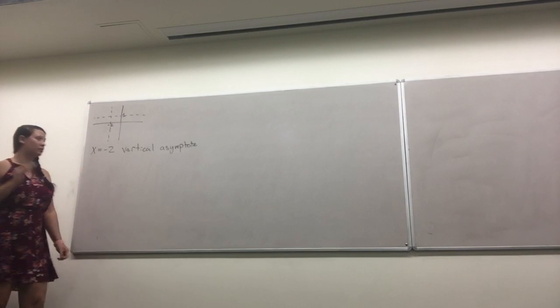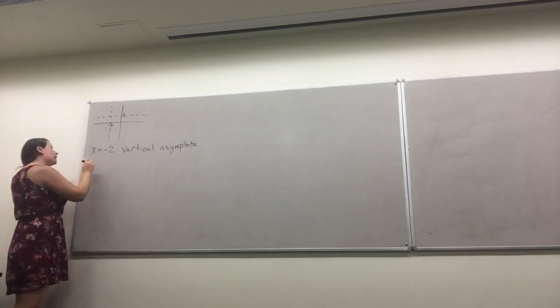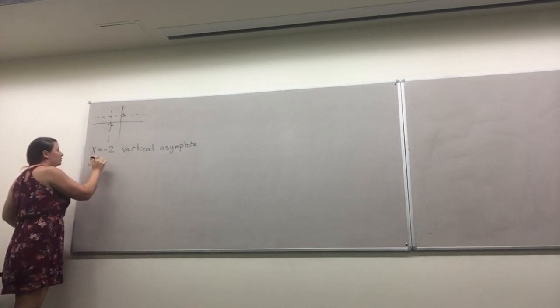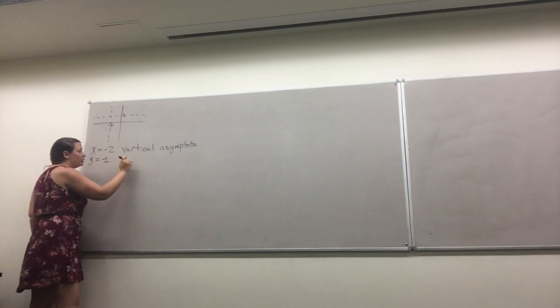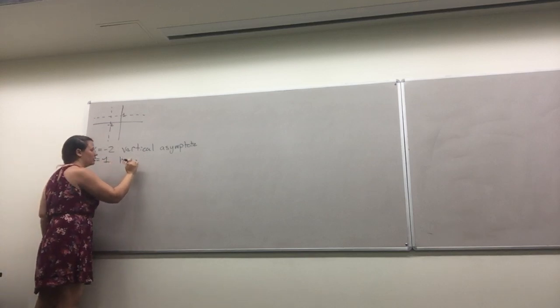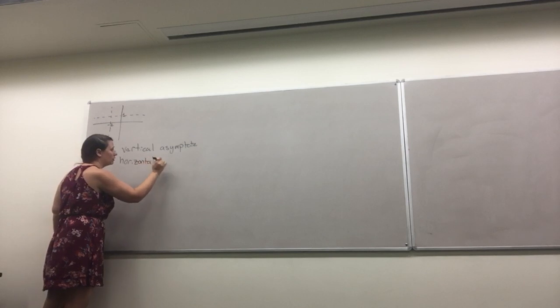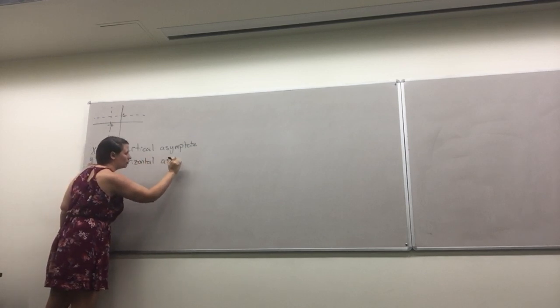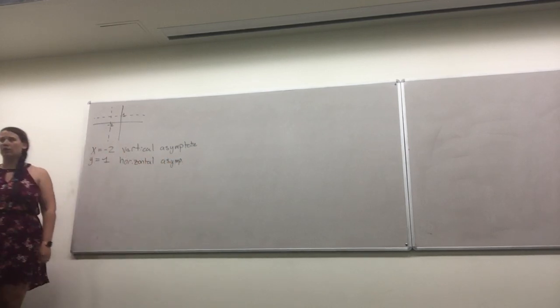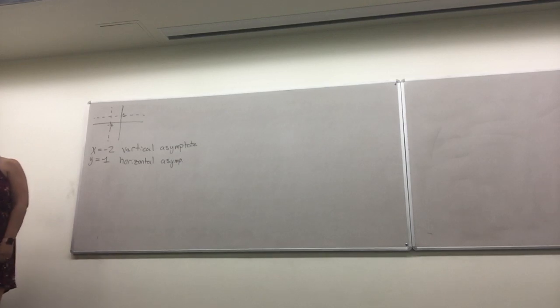That is how you spell it. It's a really weird word. And then that y equals 1 is a horizontal asymptote. Okay? So, how do we find these, right?